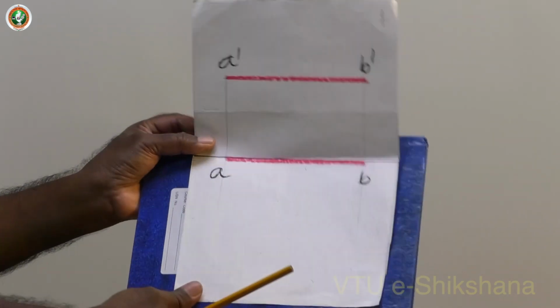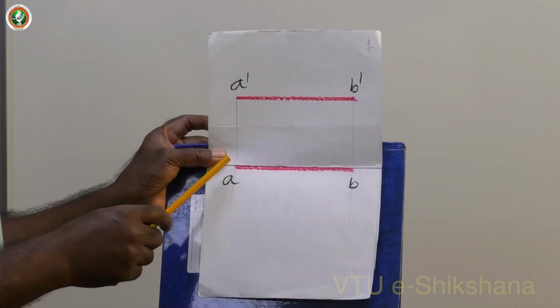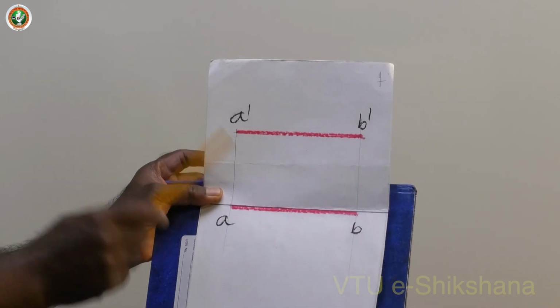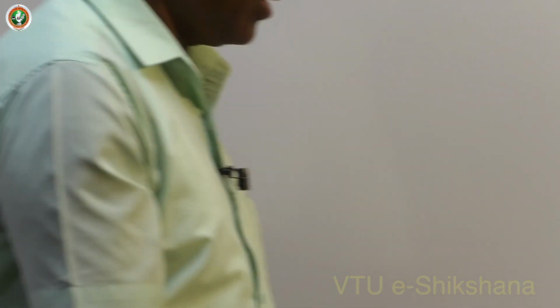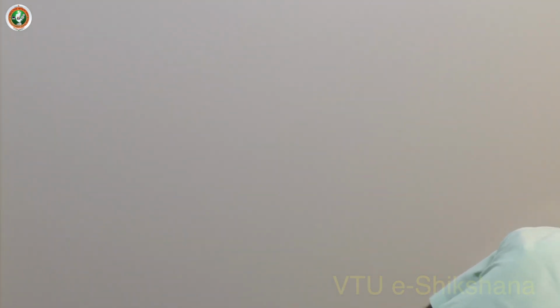Now let me rotate this, and this is the projection of a line with the line on VP and 50 mm above HP, or any certain distance from HP. So this is about the simple problems on straight lines. Now let me take a simple problem again.